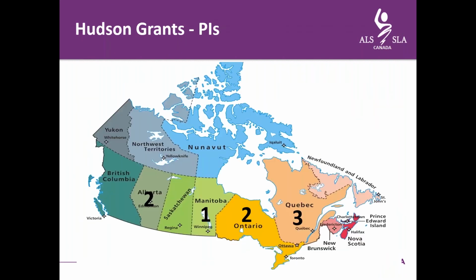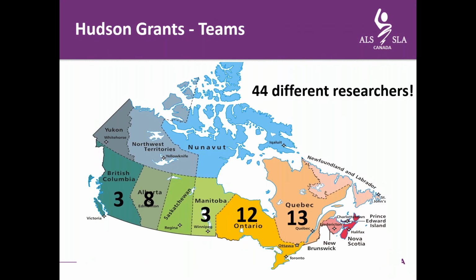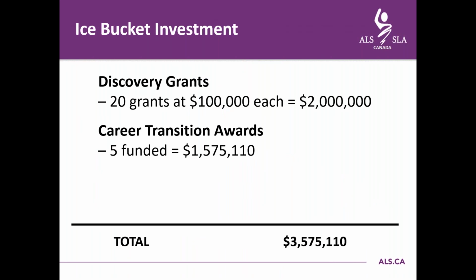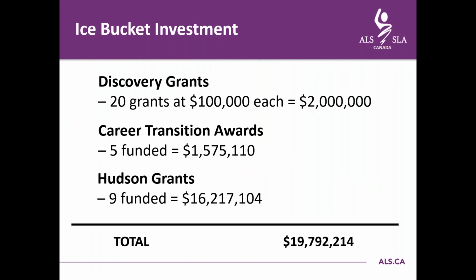So a pretty successful Hudson grant program with Brain Canada that funded across the country, but it becomes even more apparent how important this was. You see that across the teams, there are 44 different researchers in 5 different provinces that were able to be funded by the Hudson grants. Moving forward, if we add that funding up, we can see that we're almost up to the 20 million.